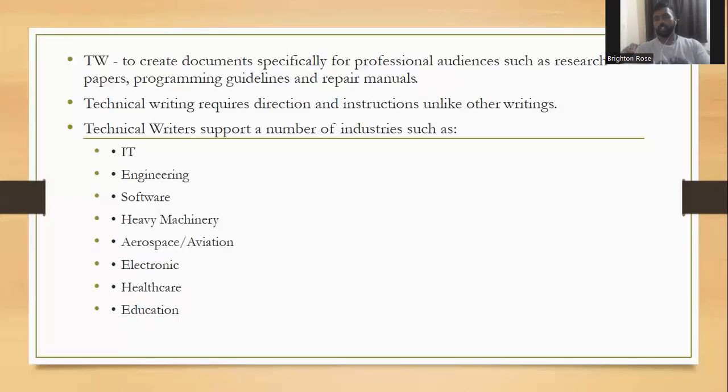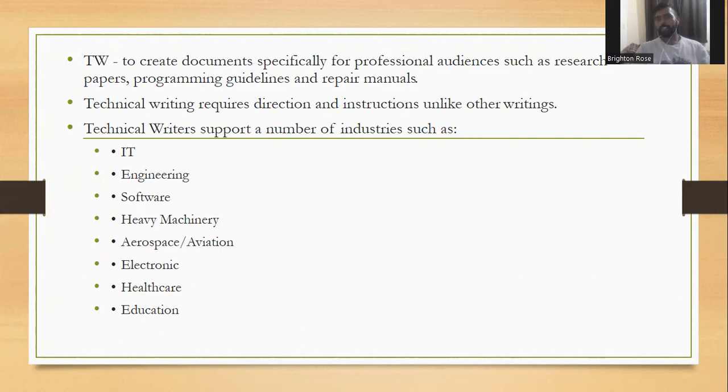Technical writing, as we are familiar with, is used to create documents specifically for a professional audience, such as research papers, programming guidelines, and repair manuals. It requires direction and instructions, unlike other forms of writing. What makes technical documentation different from other forms of writing is the fact that it is very much objective, right? It places the audience above the writer himself.